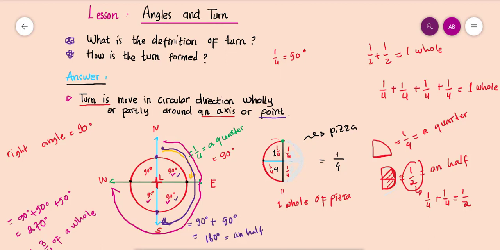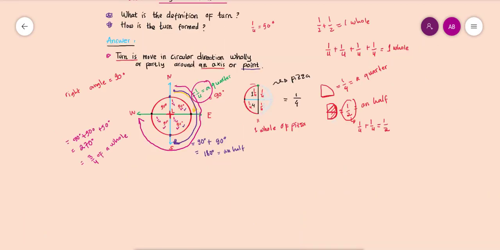Why, teacher Fia? Okay, let's see. Before, we already talked that 90 degrees is equal to 1 over 4, right? Let's see how many 1 over 4. This one is also 1 over 4, 1 over 4, and 1 over 4. So that means 1 over 4 added to 1 over 4 added to 1 over 4. 1 plus 1 plus 1 is equal to 3.